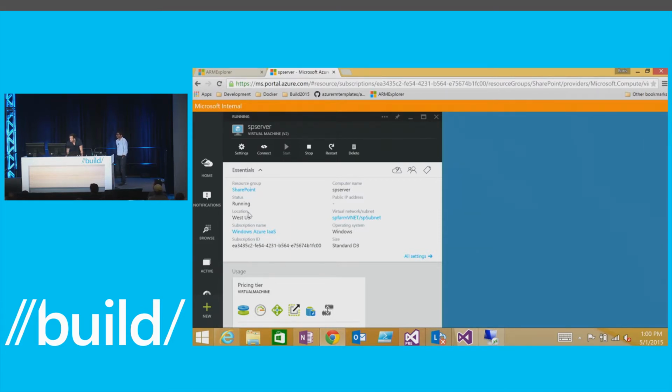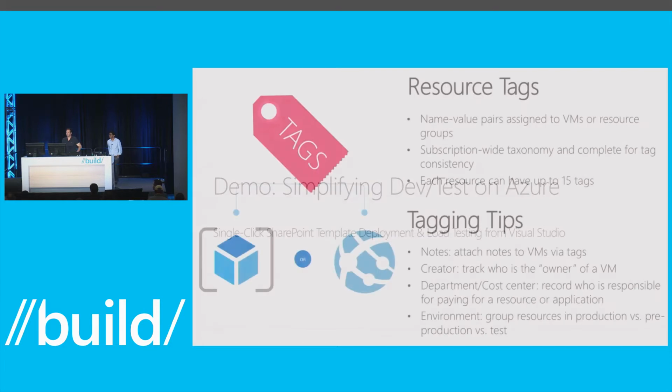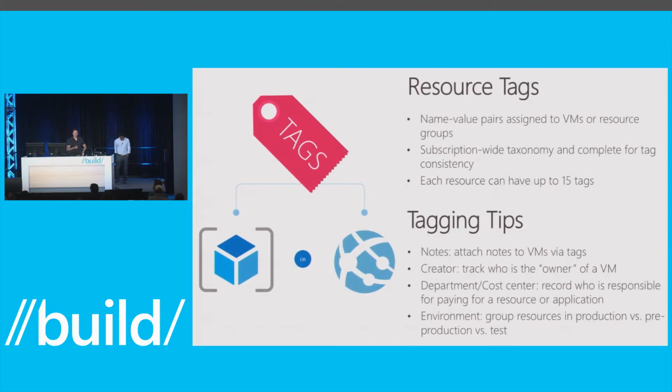All right, with that, I'm going to switch back to slides. But I think most of you have already heard about tags, and Mahesh already mentioned it. I just want to point out a couple other things. When you think about tagging, it's name-value pairs that you can assign to resources or resource groups. So in a dev test scenario, that's pretty convenient because, as Mahesh mentioned, you can tag environments and say, this is my dev environment, that's my test environment.